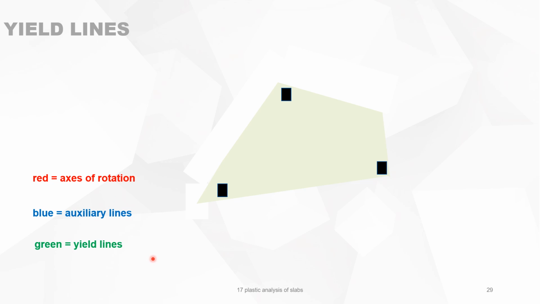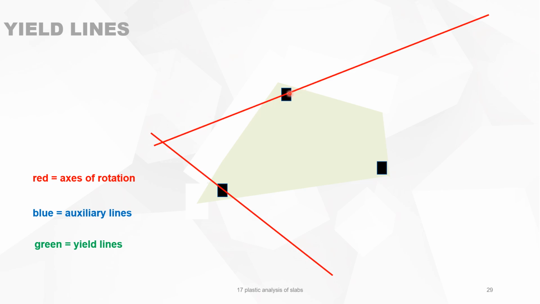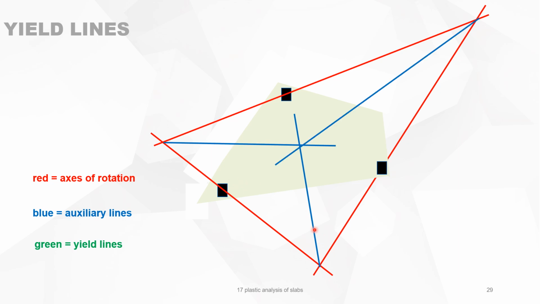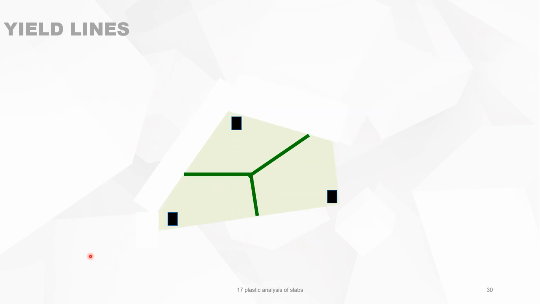And the most general case of a flat slab, for instance, you have a piece of slab, any shape, on three columns, for instance. Then you draw axis of rotation. Again, you don't know the angle, but we assume, and we make sure that all regions, subregions of the slab forms a mechanism. Then we draw the auxiliary lines, and then you can draw the yield lines for a flat slab.